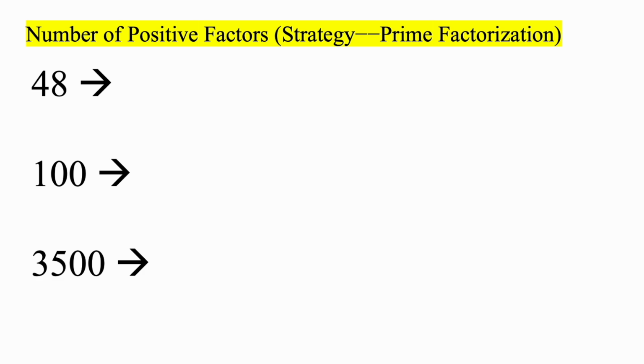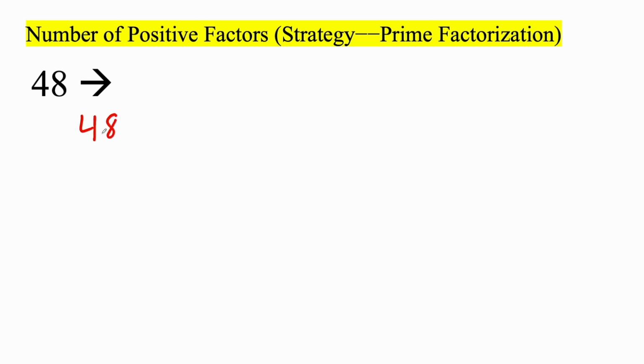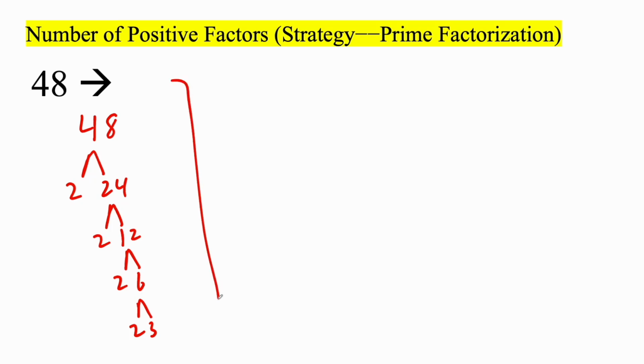In this video, we're going to cover a strategy to determine the number of positive factors, and so let's begin. So 48 is 2 times 24, then 2 times 12, then 2 times 6, then 2 times 3. And so what we see is 2 raised to 4 (1, 2, 3, 4) times 3 raised to 1. And that's going to give us 48.